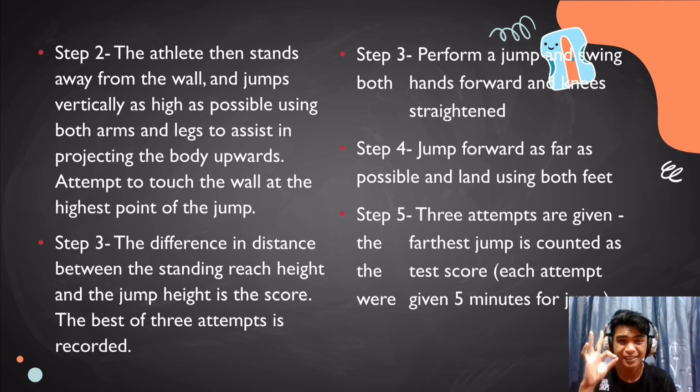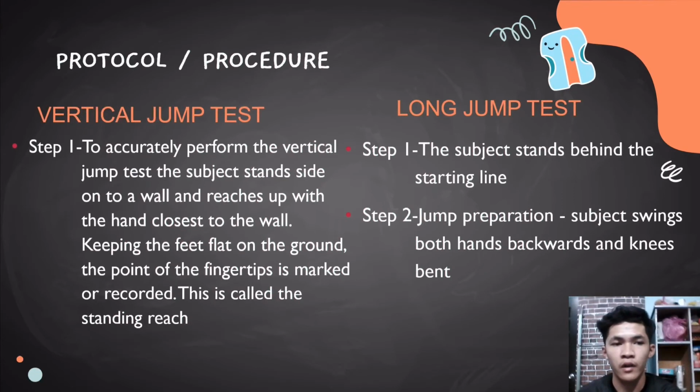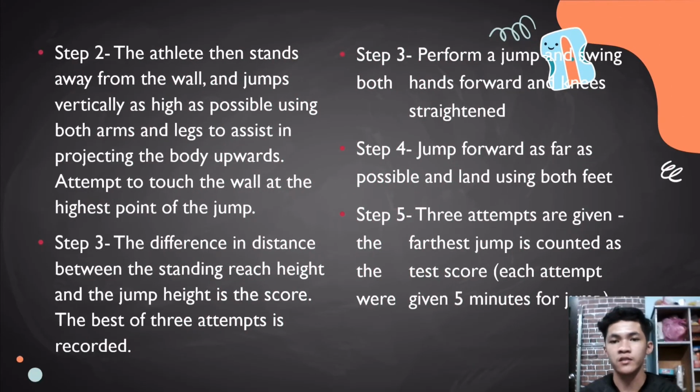Okay? Next slide, we try to explain the protocol or the procedure of the long jump test. There are a few steps. Step 1, the subject stands behind the starting line before they jump. Step 2, in jump position, the subject swings both hands backward and bends the knees before they jump. Alright, in step 3, the subject performs a jump, swinging both hands and straightening the knees.